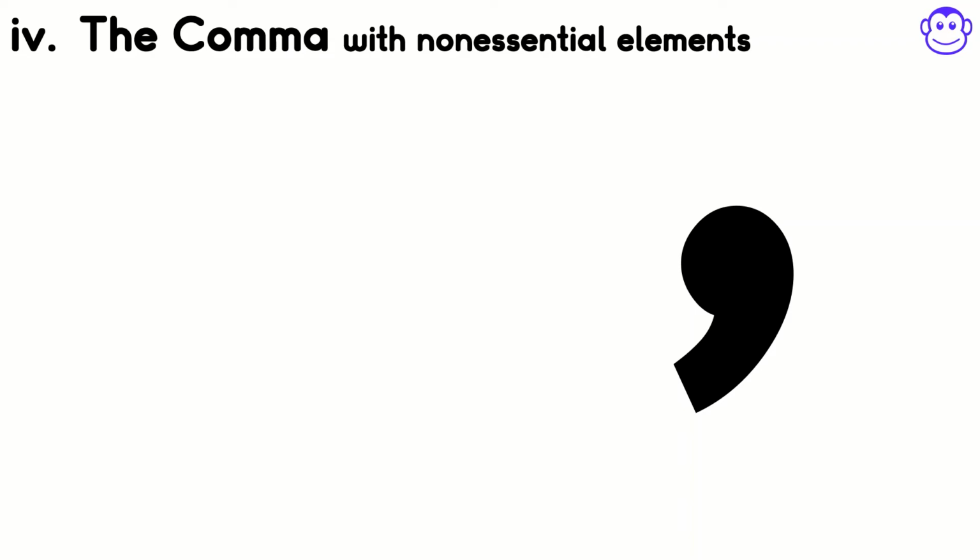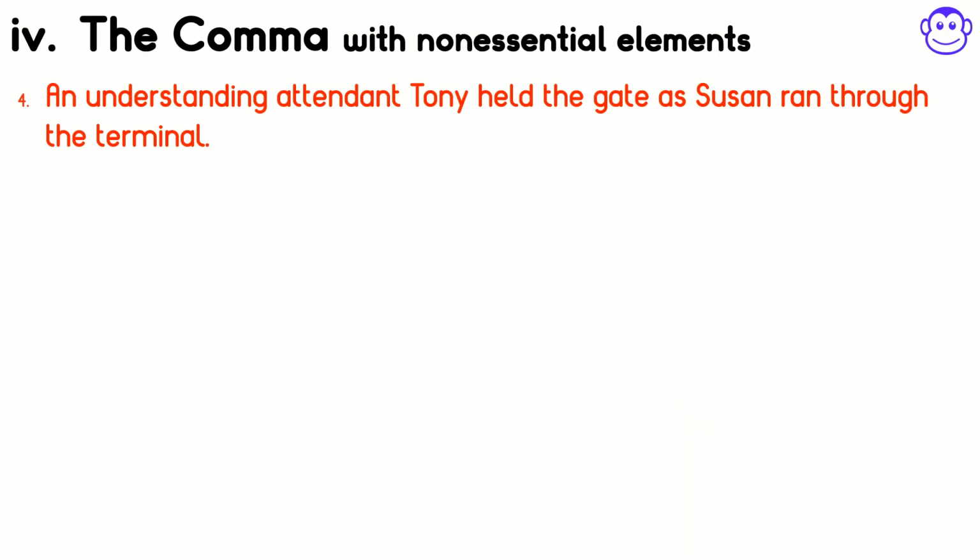We are going to look at appositives and appositive phrases, which are words or phrases that refer to the same item as another noun in the sentence. And we're going to look at adjective clauses, which offer extra information about an item identified by a noun in the sentence. Our first example: "An understanding attendant, Tony, held the gate as Susan ran through the terminal."